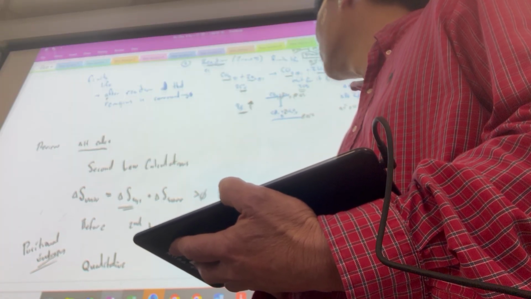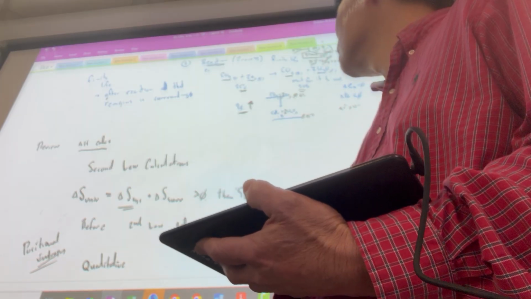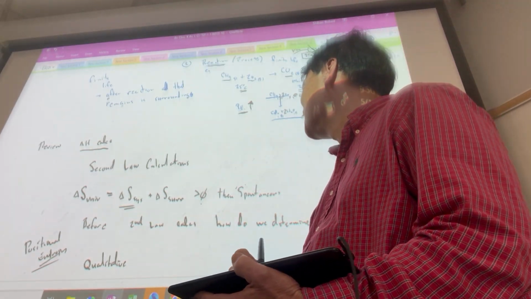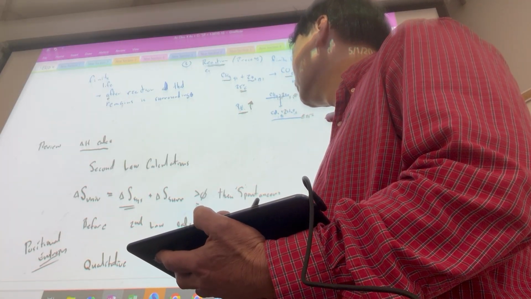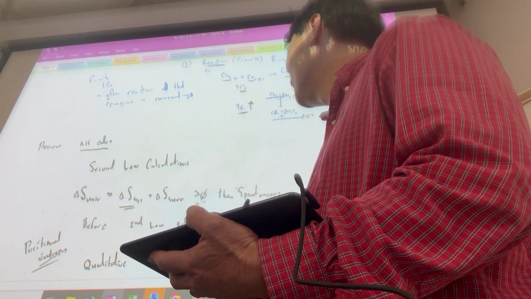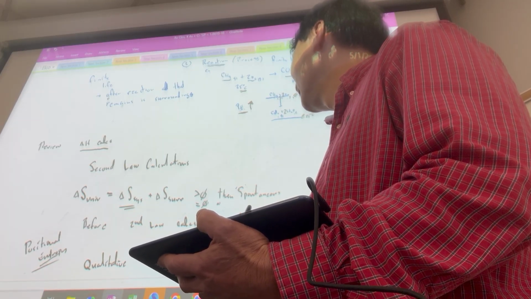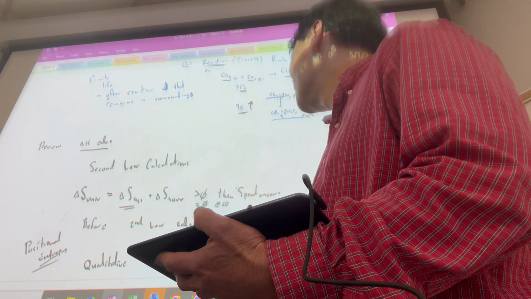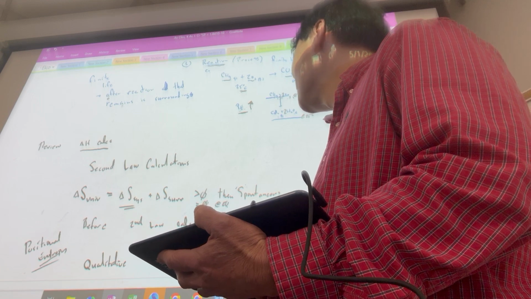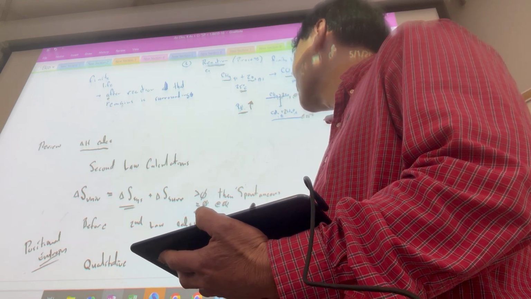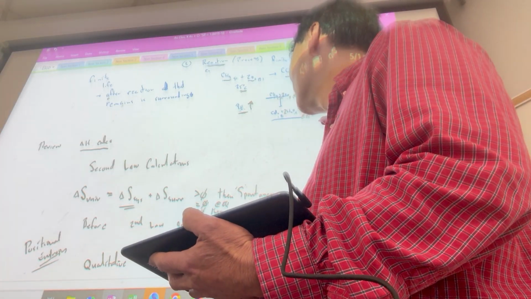That is, there's a driving force. If this is 0, there's no driving force. We say if it's 0, it's at equilibrium. There's no driving force for net change. And if it's less than 0, there's a driving force in the reverse direction. Then the reverse is spontaneous.